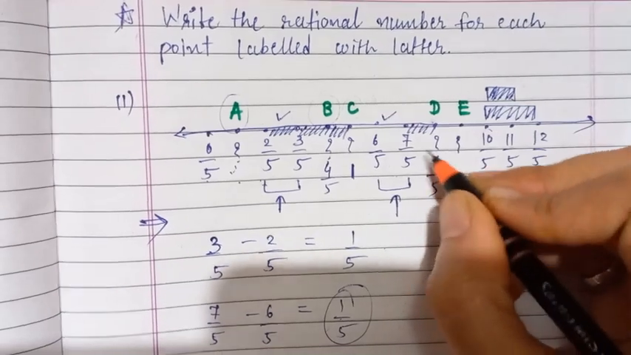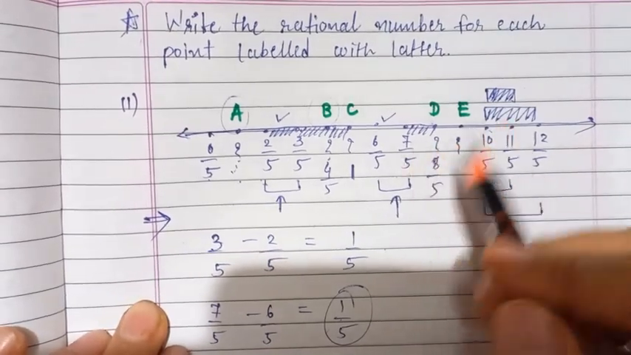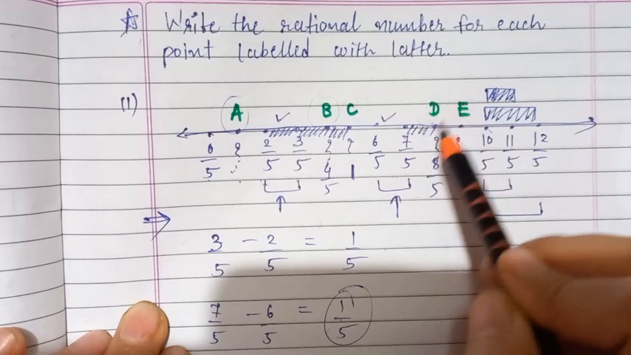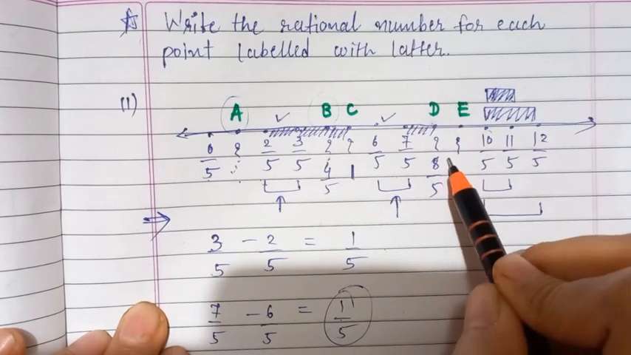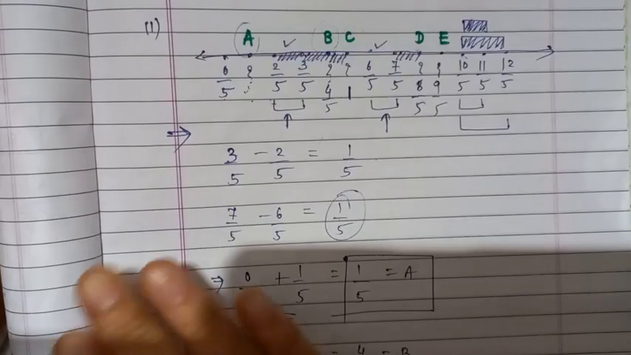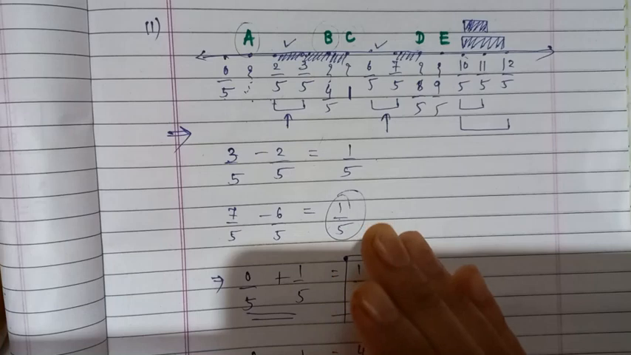Now you can directly say what is the number after D. Add the difference 1 by 5. So 8 plus 1 is 9 by 5. So we found all of A, B, C, D and E.